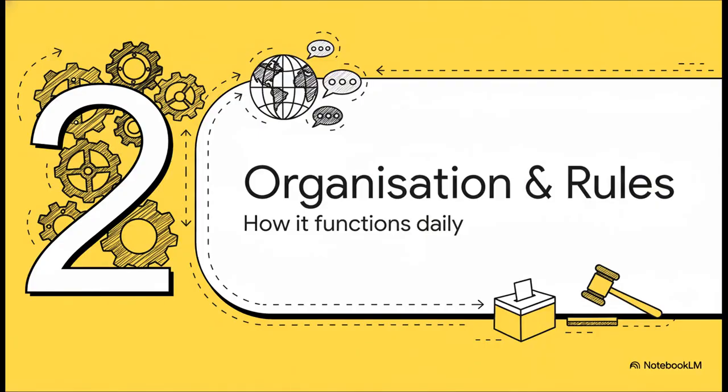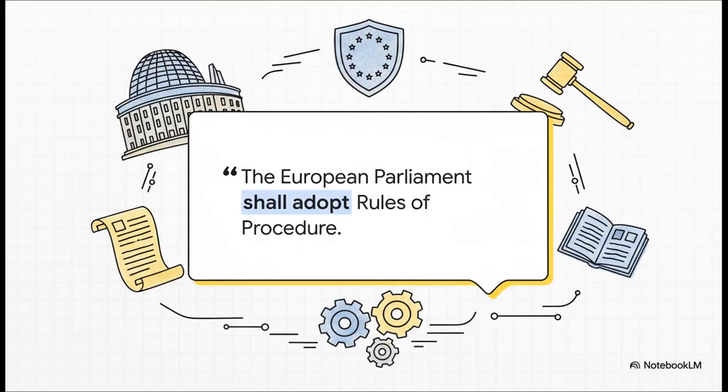Having discussed the Parliament's powers, we will now turn to its organization and internal rules. We will examine how this large, multilingual institution functions on a daily basis. The legal basis for the Parliament's internal organization is found in the treaties. Specifically, Article 232 of the Treaty on the Functioning of the European Union states that the Parliament shall adopt its own rules of procedure. These rules govern all aspects of its work.